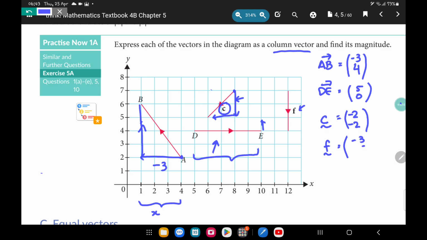Finally for F, column vector F, it goes down by 3 units, so negative 3. But the negative 3 is not the x value. The x value moves left and right, it does not do so. So I put 0, move down, negative 3, and we are done.